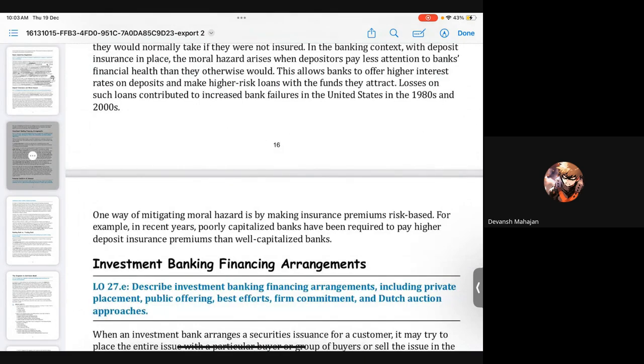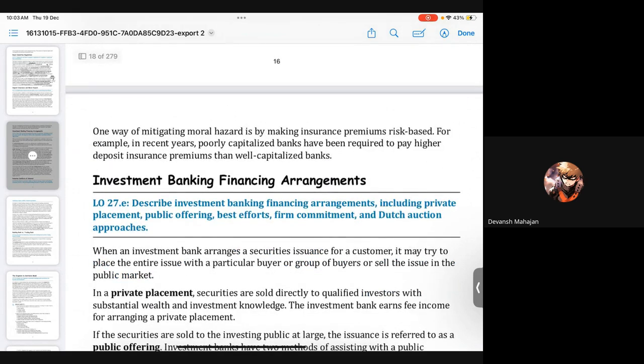One way of mitigating the moral hazard is by making insurance premiums risk based. For example, poorly capitalized banks have been required to pay higher deposit insurance premiums than well capitalized banks. And that is how you address moral hazard. That if a particular, let's say, client for the insurance company is more prone, then they'll charge a higher premium to them.